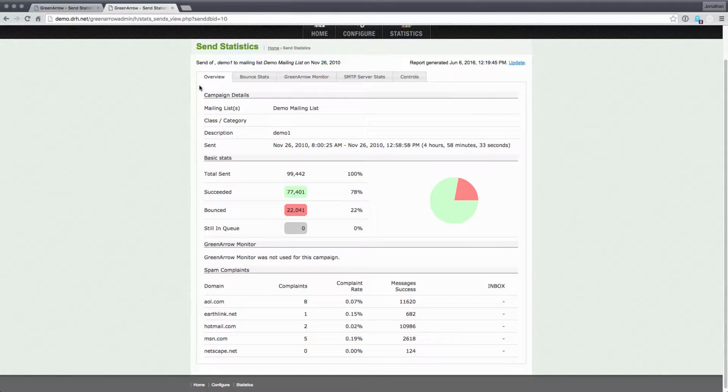We can see the overview for this campaign. We can see the total number of messages and how many succeeded and how many bounced and how many are still in the queue. If we used GreenArrow Monitor, we would be able to see a summary of those results for this campaign. And if we had any spam complaints, we would see those listed here, grouped by domain.